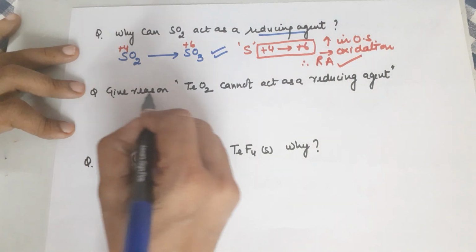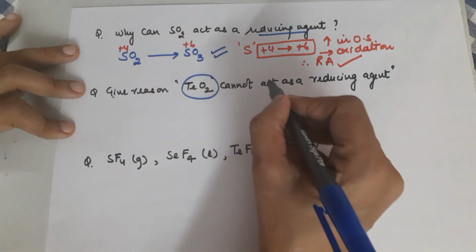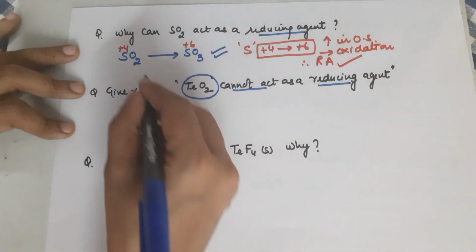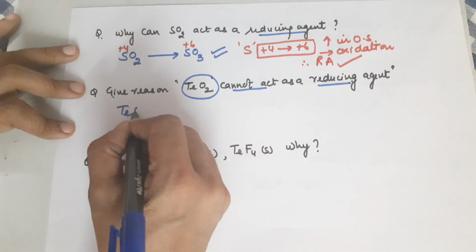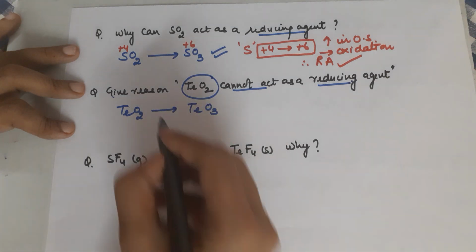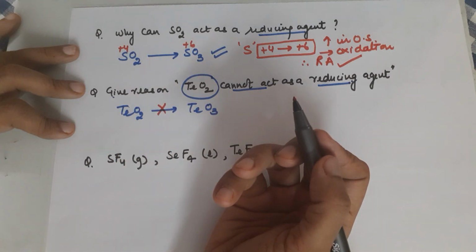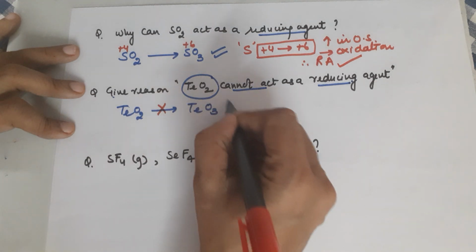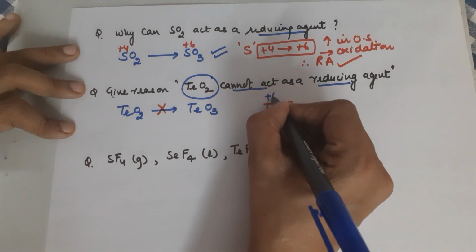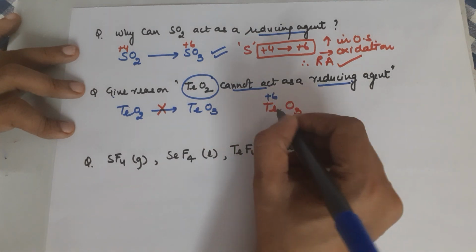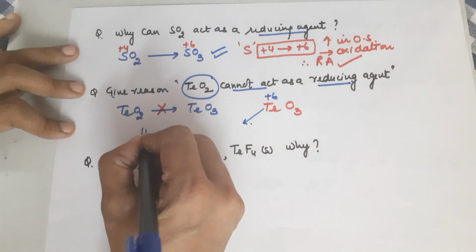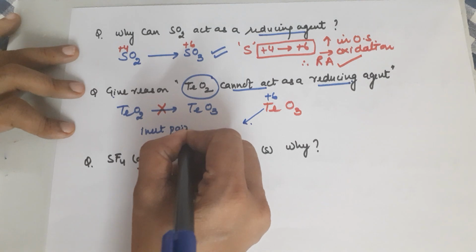Next question, give reason: TeO2 cannot act as a reducing agent. If I apply the same logic as above, what I am trying to say is that your TeO2 cannot go to TeO3. If you are able to justify it, that is done. In this particular compound TeO3, tellurium has a +6 oxidation state, and we very well know tellurium resists the +6 oxidation state due to the inert pair effect.